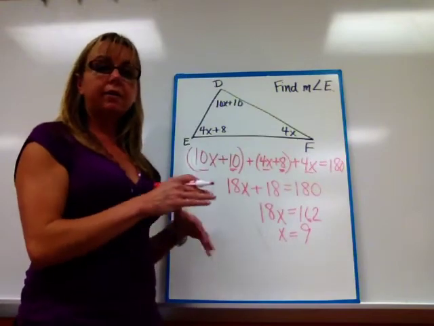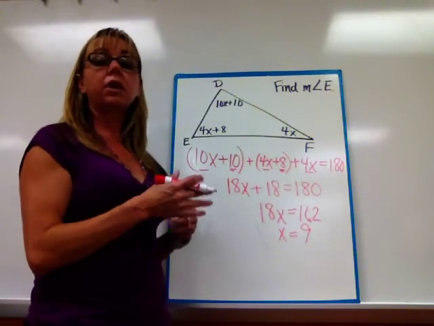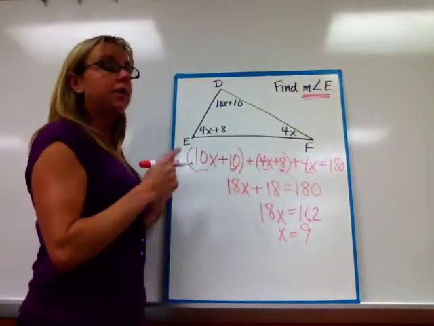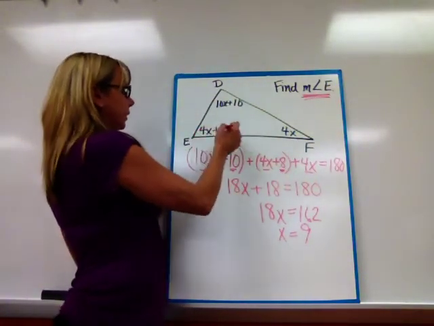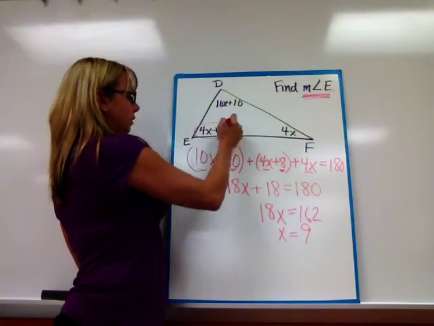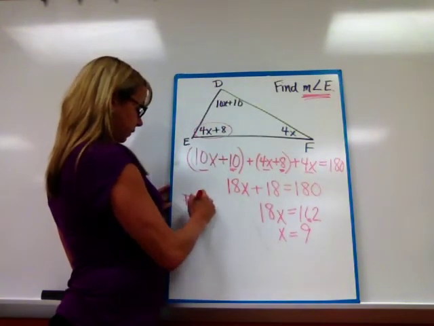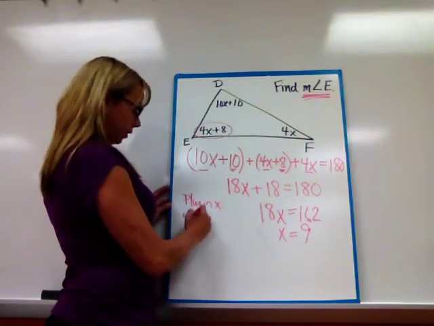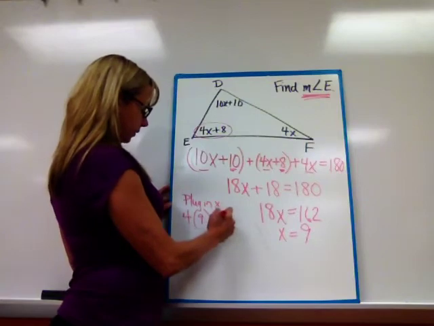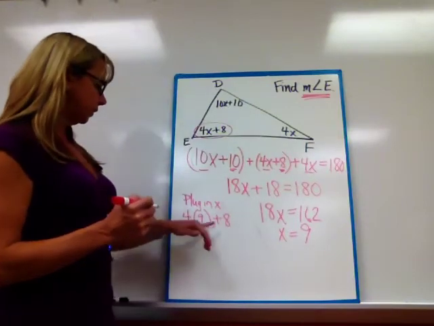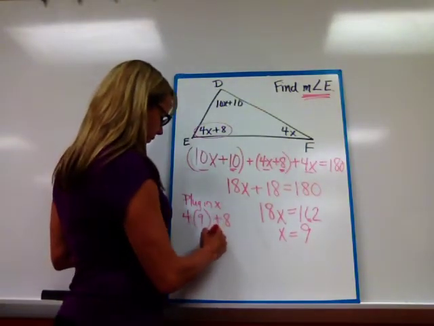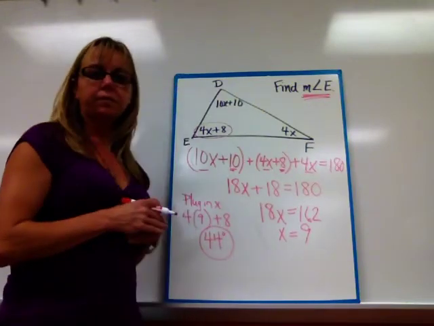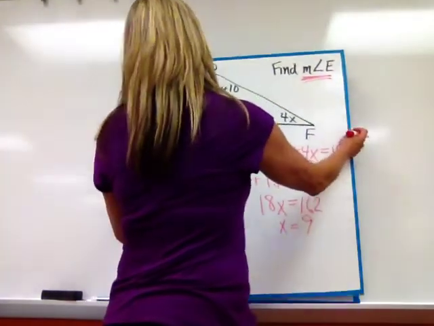Again, don't just stop and solve for x. Make sure you're answering the right question, because it asks you to find the measure of angle E. So that means you've got to go back and plug in to this expression, because here's E. So you're going to plug in x. You've got 4 times 9 plus 8, and that's 36 plus 8, which is going to give you 44. So that's your final answer. Next problem, last one.